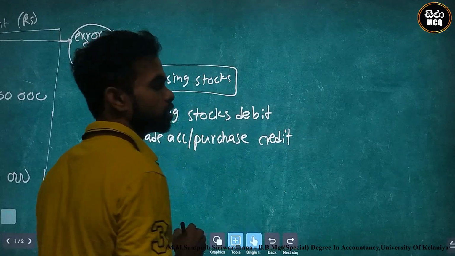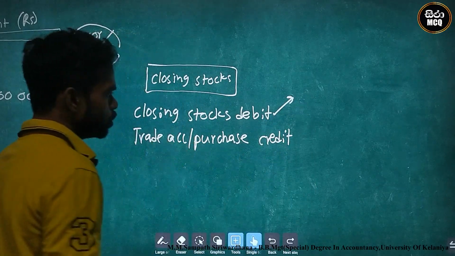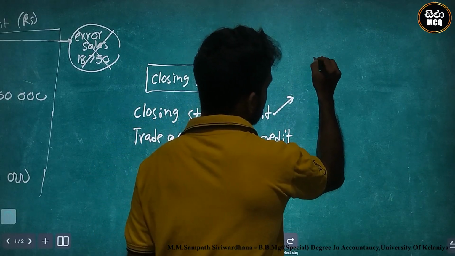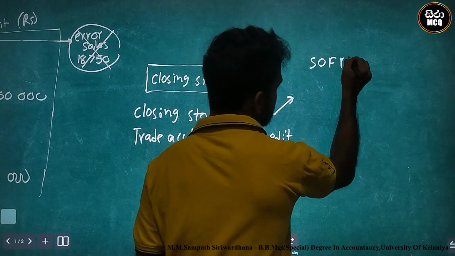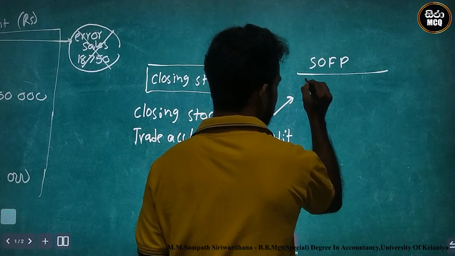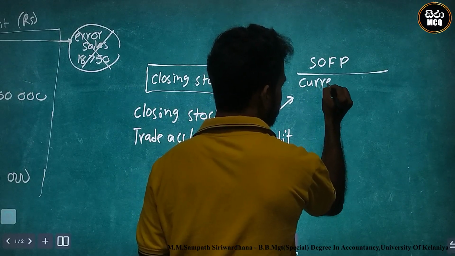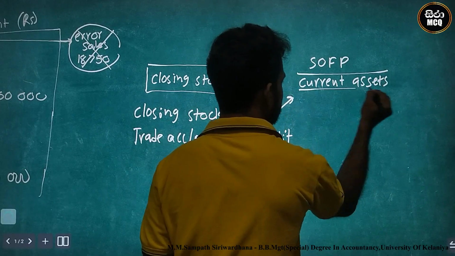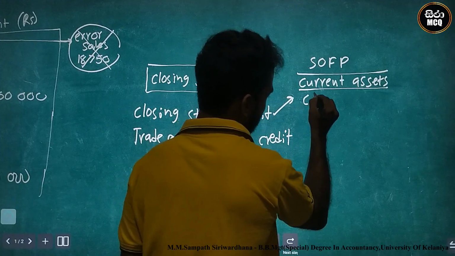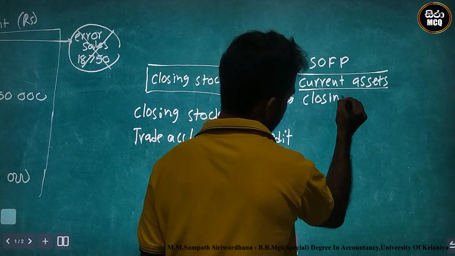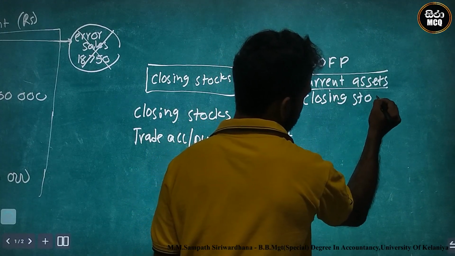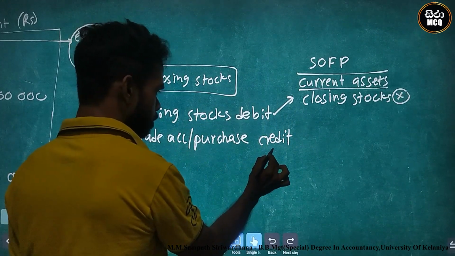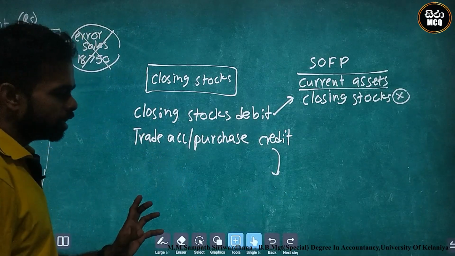What are the destinations? Closing stock debit has its final destination in the SOFP, the statement of financial position. We identify it in current assets as closing stock. And the purchase, the trade account, is credit.